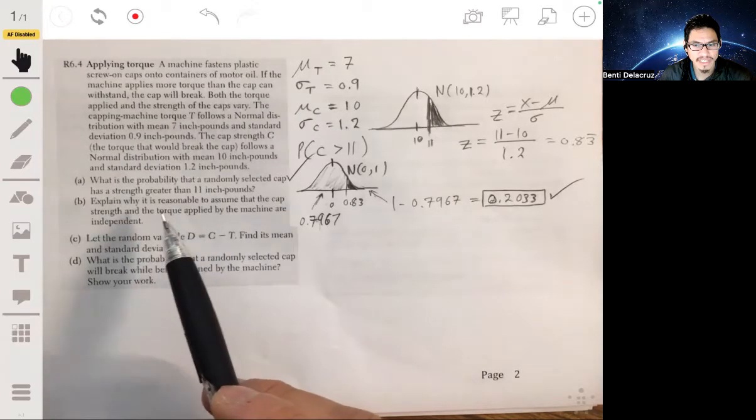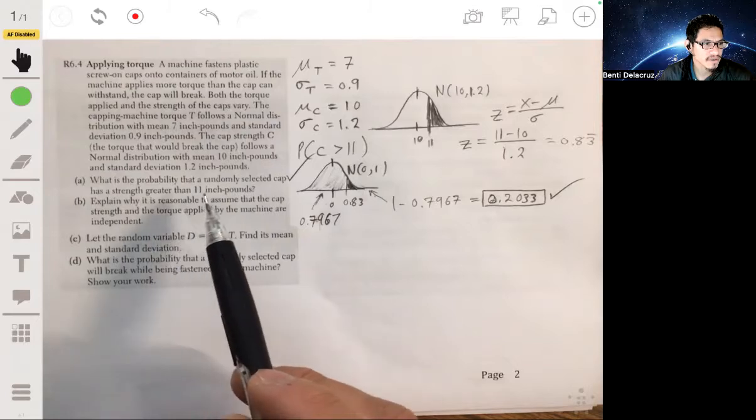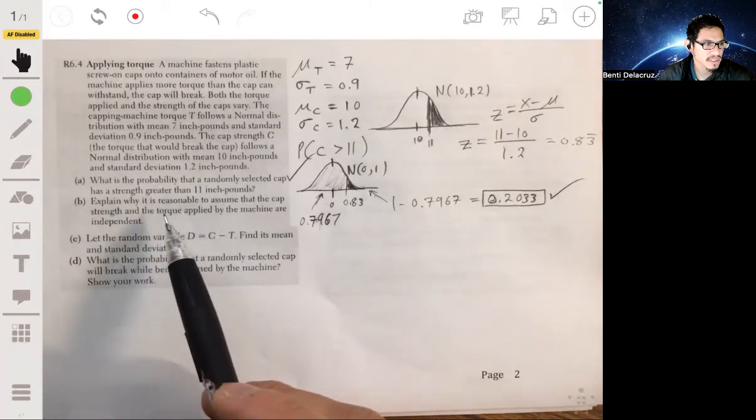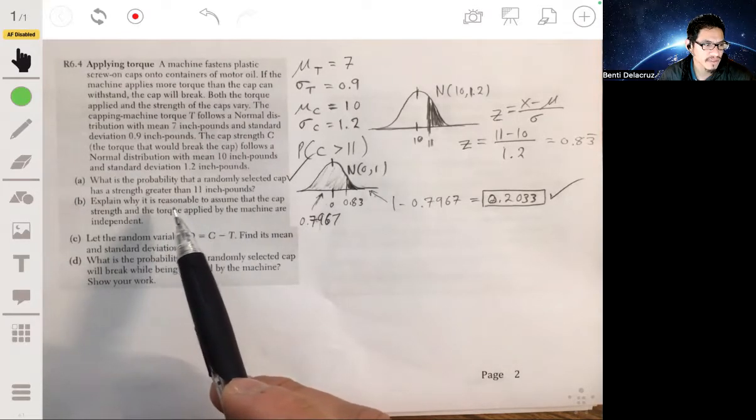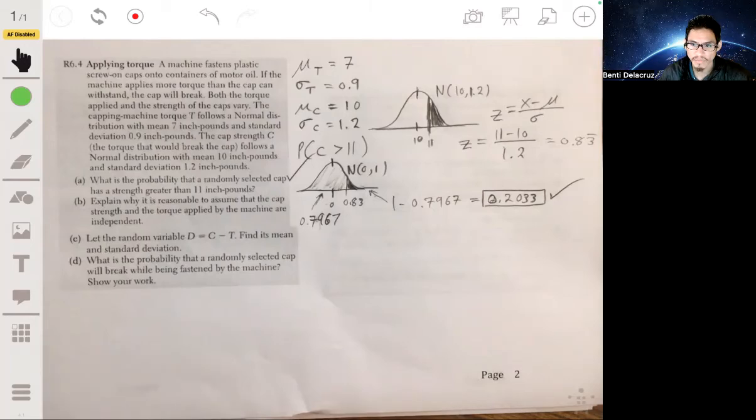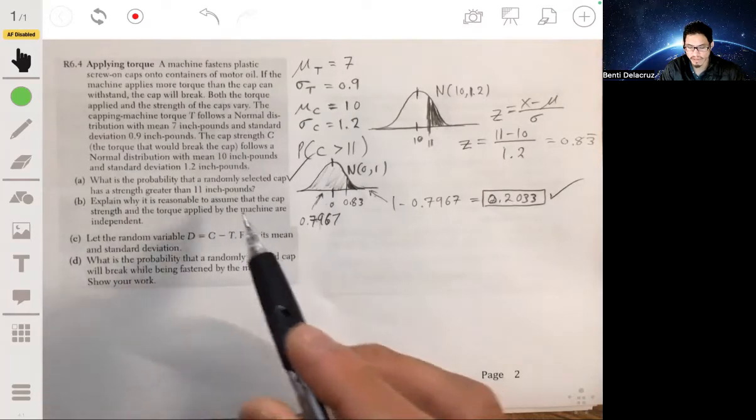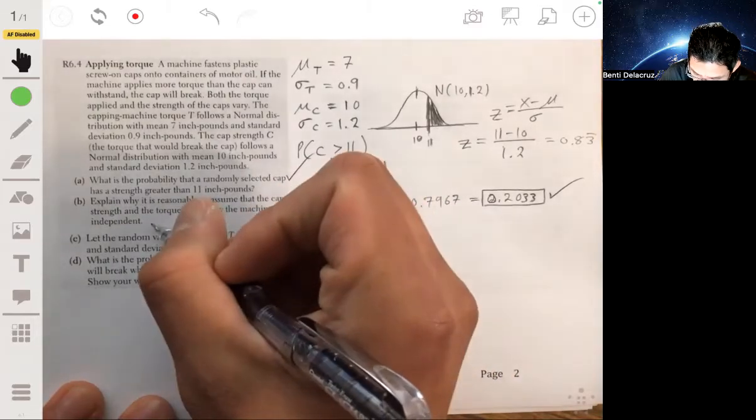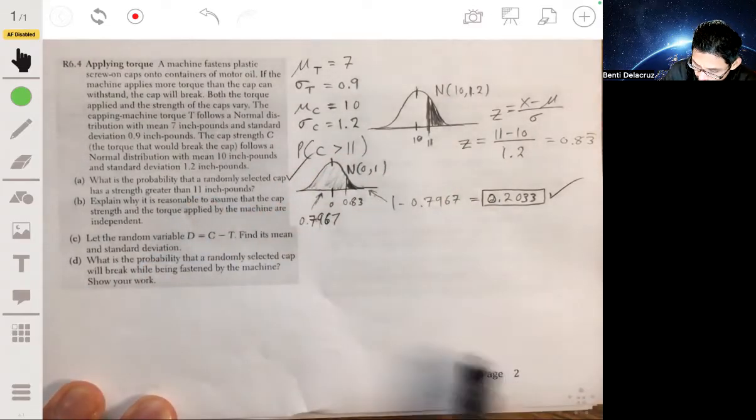So you just say what you would think in real life. It's because they're different machines. The machine that's applying torque is different than the machine that's creating the caps. So, because they're being made by different machines.